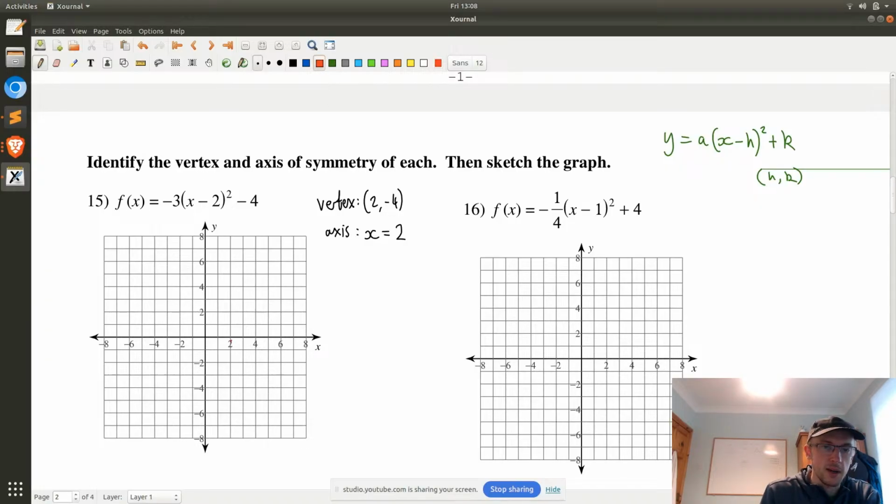We need to sketch the graph. 2 to the right, 4 down. There. When we expand this out here, we get plus 4, minus 12, take 4, minus 16. So the y-intercept is off the screen. So like minus 7 there.